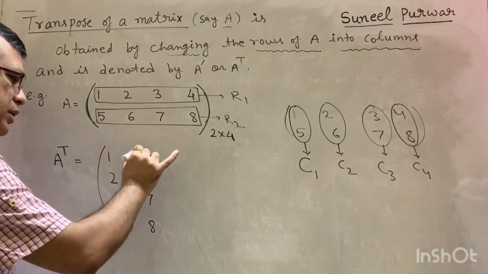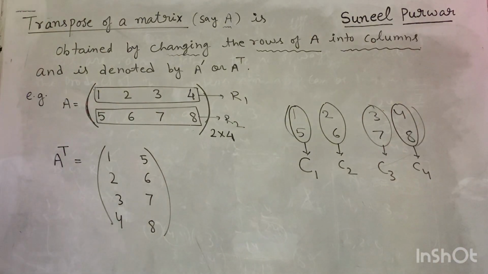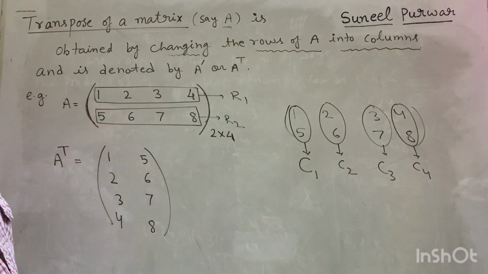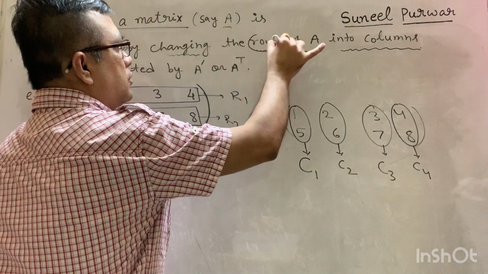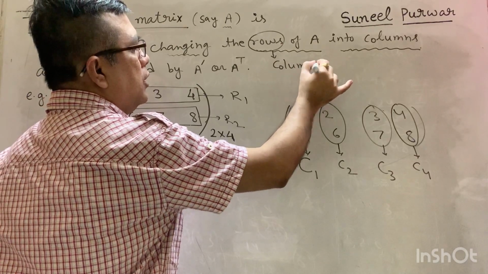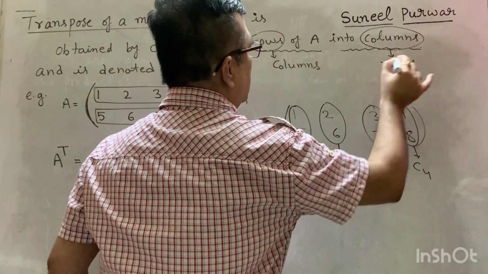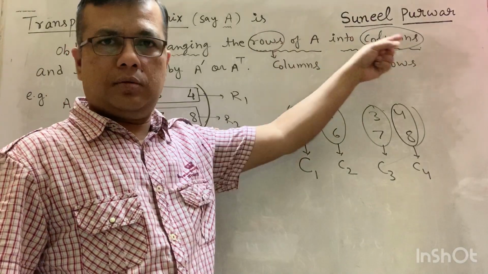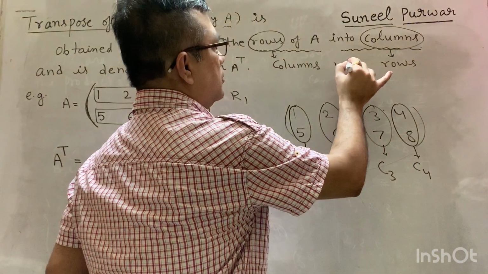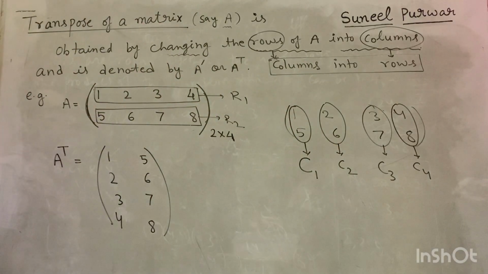And put them inside a bracket to denote a matrix. So this is your transpose of matrix A. Now in this definition, in place of rows here, I could have used the word columns, and in this place I could have used the word rows. So either you can take the first way or you can take the second way. Either way you can define the transpose of matrix A.